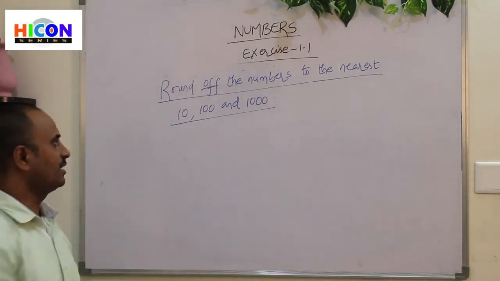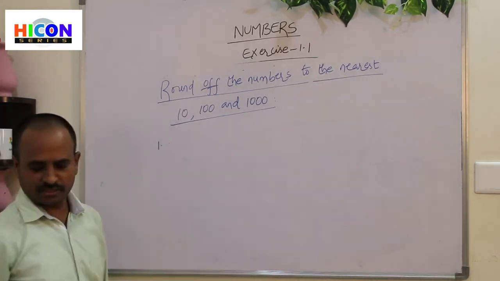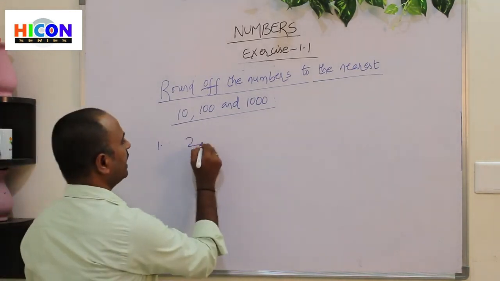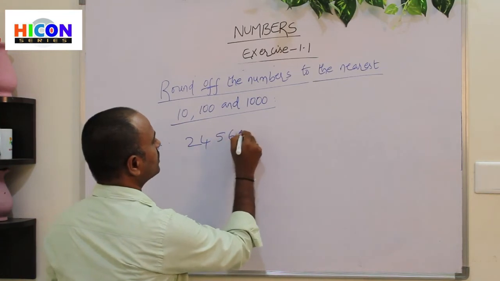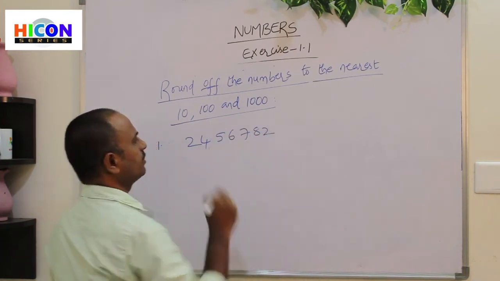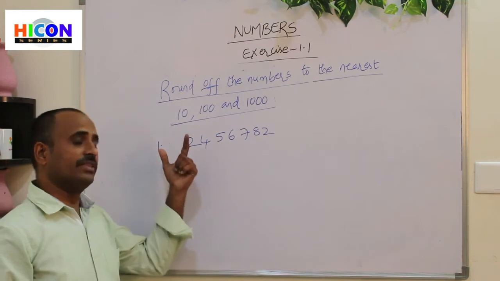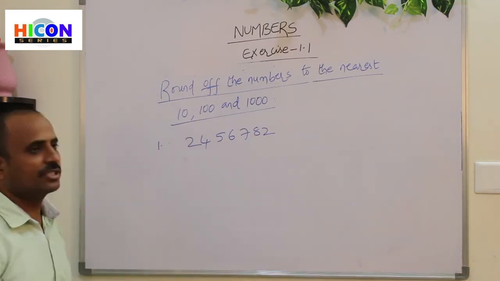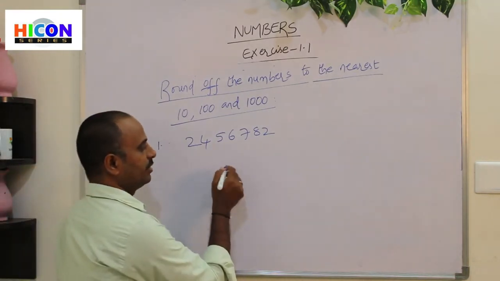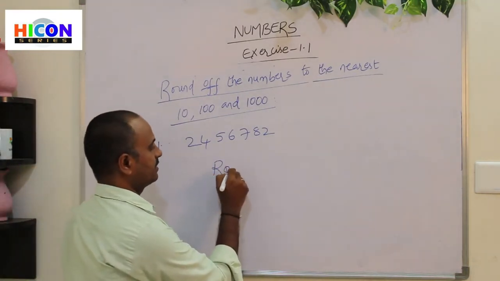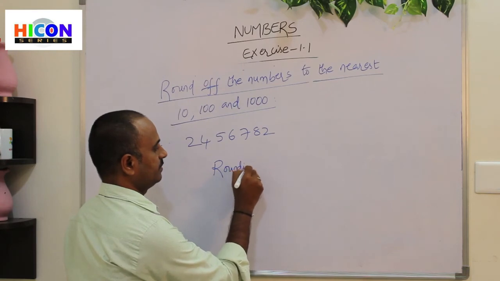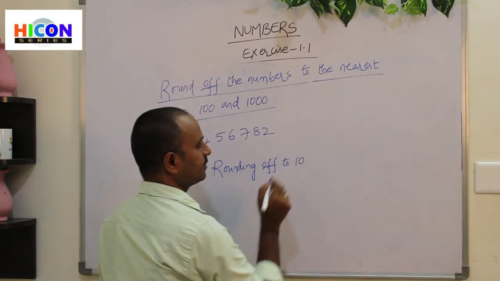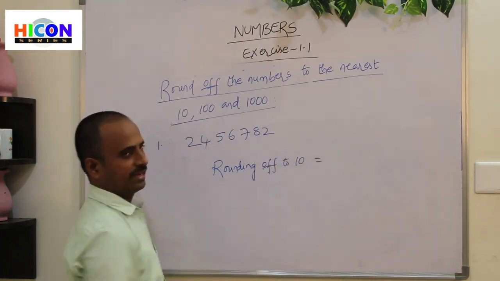So let us see an example. So the first problem in this section. The first example is 24 lakhs 56,782. So now we have to round off this number to the tens, hundreds and thousands. So first we will round off the given number to tens. So rounding off to tens.